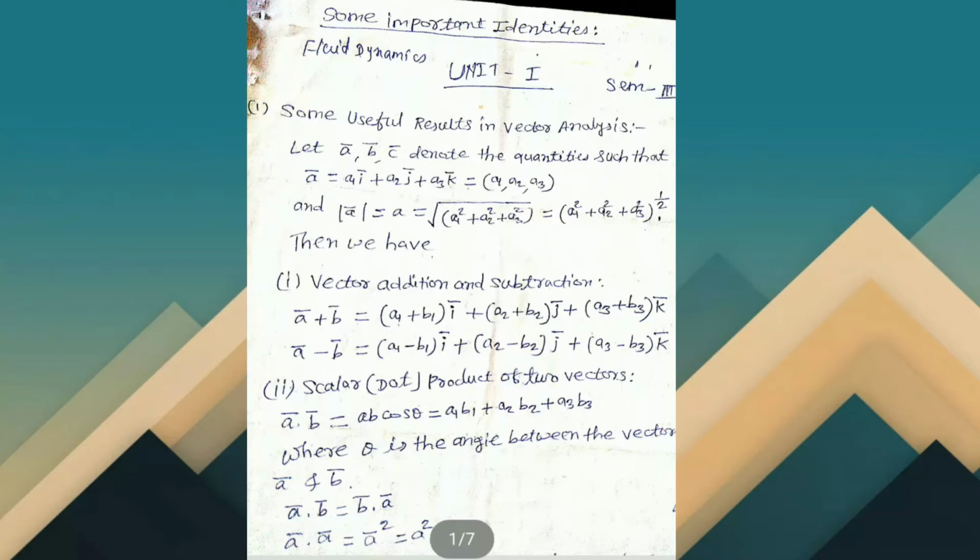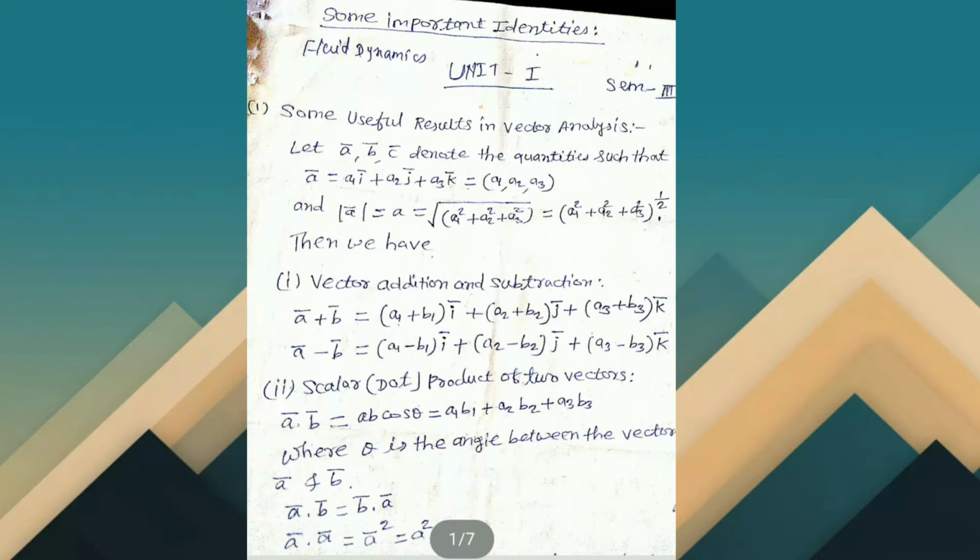Let A bar, B bar and C bar denote the quantities such that A bar is equal to A1 i bar plus A2 j bar plus A3 k bar, which is equal to (A1, A2, A3). And what is mod A bar? Mod A bar, this can be written as A is equal to root of A1 square plus A2 square plus A3 square. And this root can again be written as (A1 square plus A2 square plus A3 square) to the power half, 1 by 2.